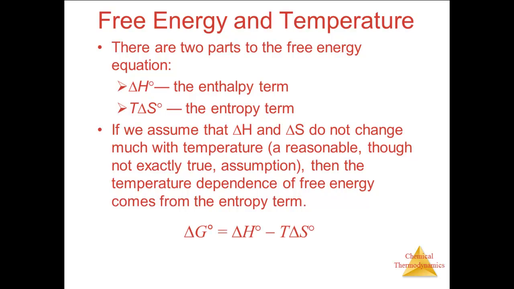In particular, if delta S is positive, then an increase in temperature will increase the value of T delta S, and, because we're subtracting a positive value from delta H, will make delta G decrease. That is, it will make it less positive or more negative. A decrease in T will increase the value of delta G. On the other hand, if delta S is negative, then an increase in T will increase the value of delta G, and a decrease in T will decrease the value of delta G.